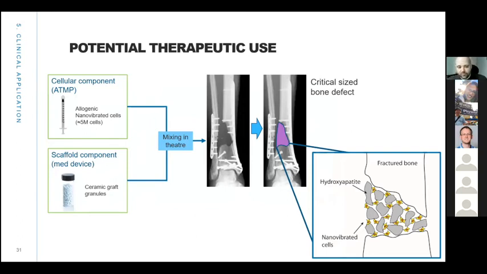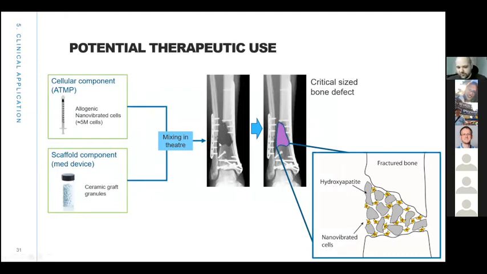At the moment, we're testing a mixture of these nano-vibrated stem cells mixed with a ceramic granular graft material to give structure. We're using the ceramic material as a carrier for the cells to hold them in place once we implant them. And our plan is to implant them in a variety of different bone defects, starting with hand fractures.